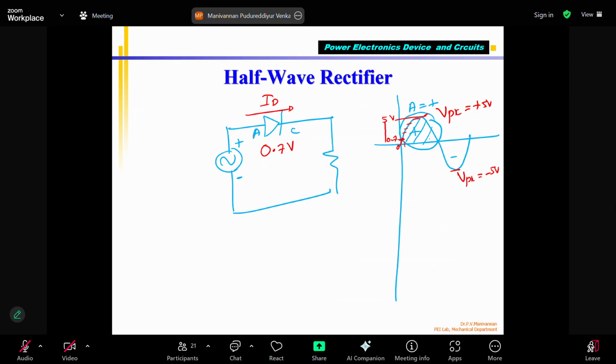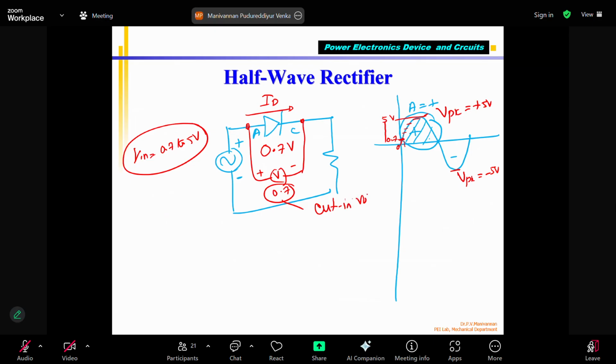But if you connect a voltmeter across the diode like this, plus and minus, what will it show? 0.7 volts. When the input voltage V in, the AC positive half cycle, varies from 0.7 to 5 volts, the input is increasing, but the voltage across the diode stays at 0.7 volts since the diode is conducting, which is called the cut-in voltage. Correct? The positive side is okay, fantastic.